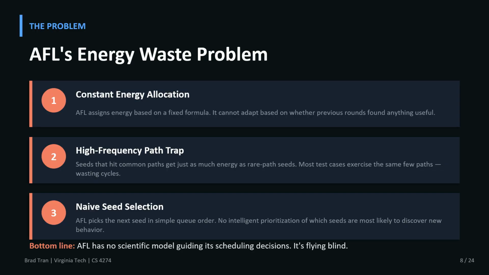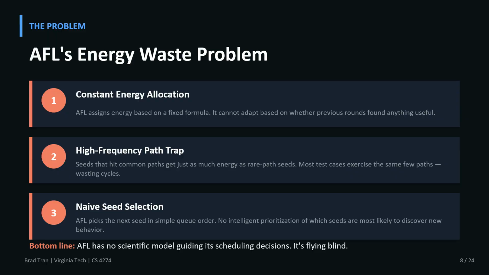So here are the three fundamental issues with AFL's scheduling. First, constant energy allocation. AFL uses a fixed formula to assign energy based on a seed's performance score, things like execution time, coverage, and discovery time. But it can't adapt based on whether previous rounds of fuzzing that seed were productive. If AFL gives a seed 1,000 test cases and 0 of them find a new path, the next round's allocation doesn't meaningfully reflect that failure.